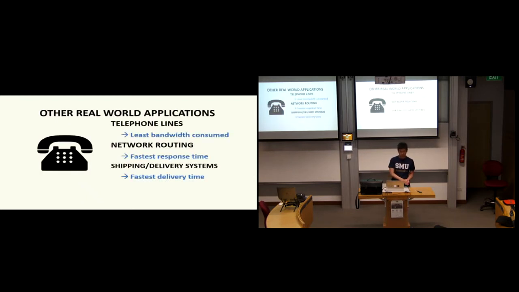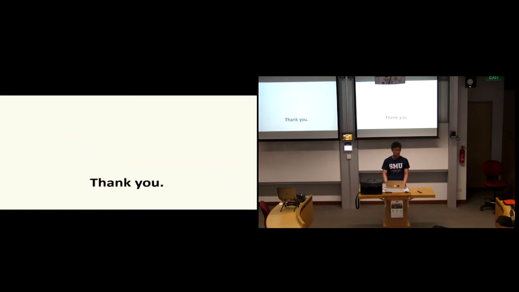Other real world applications would be telephone lines to consume the least bandwidth. Network routing is actually a very big application also, because on the internet you usually do not directly communicate with your source. Let's say that website is in another place, then you have to route to the school first, then to maybe Singapore, then to USA, and so on. And last but not least, we have shipping delivery systems, like what's the fastest way to deliver. So that's all.